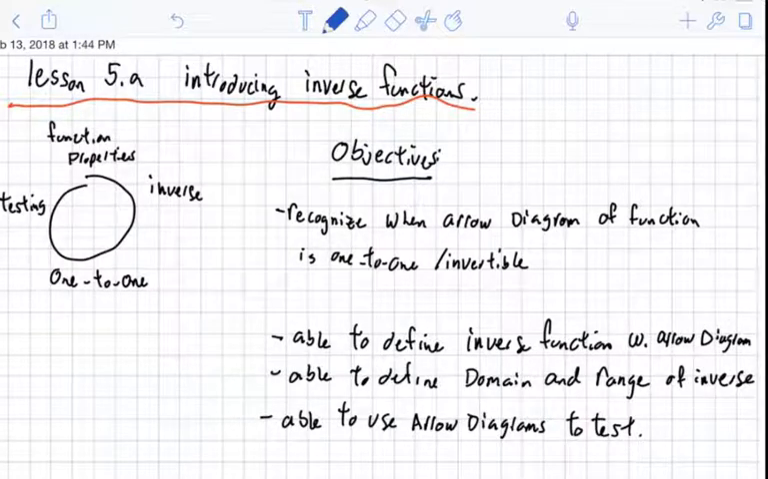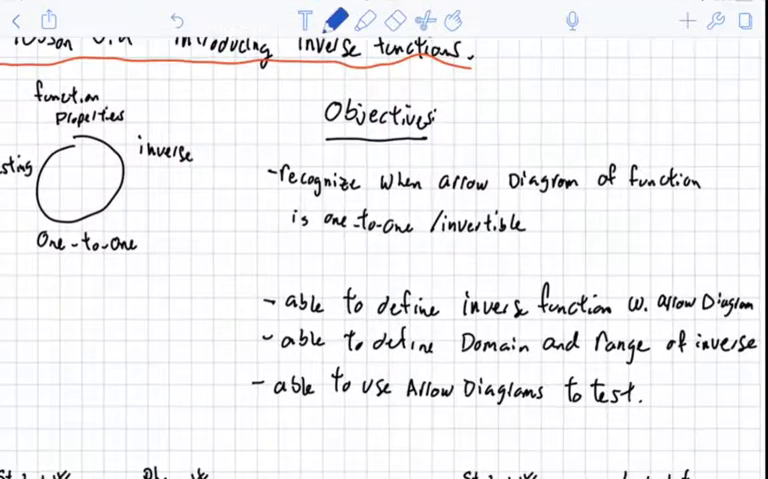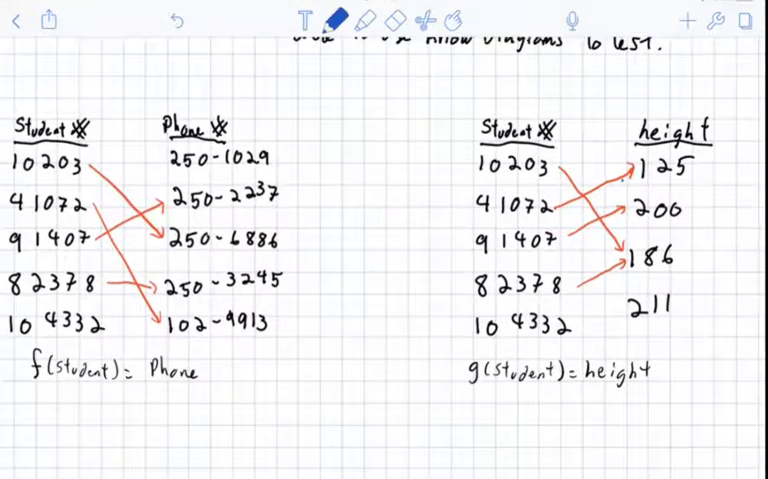Okay. So at the end of it, you're going to be able to recognize when an arrow diagram of a function is one-to-one and invertible. You'll know what those mean. You'll be able to define an inverse function with an arrow diagram. That means if I give you an arrow diagram of a function, you'll be able to write out your inverse function. You'll be able to define the domain and range of the inverse, so you'll know what those mean in that context. And you'll be able to use the arrow diagrams to test whether or not a function is the inverse of another one. So there's a lot of writing, but it's pretty fun.